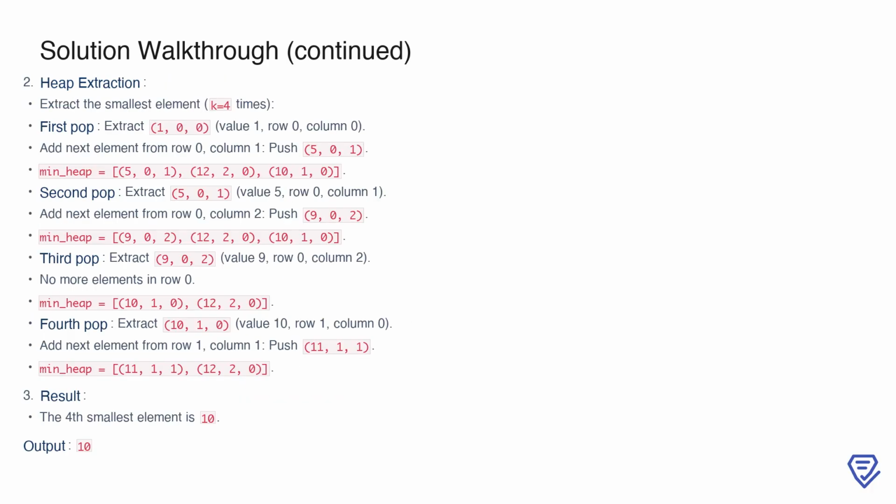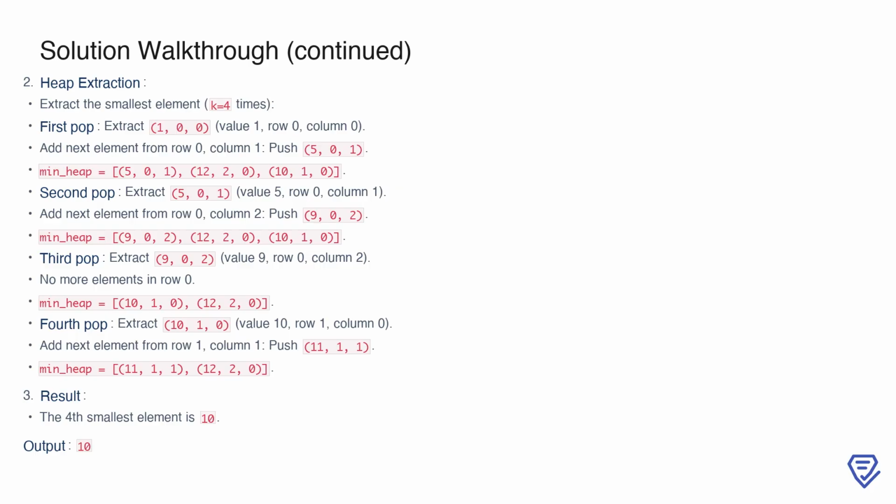Now, we extract the smallest element from the min heap a total of 4 times, because k equals 4. In the first extraction, we remove the smallest value, which is 1, from row 0, column 0. Since there's another element in row 0, we push the next column value, 5, into the heap. The heap reorganizes to contain 5, 12, and 10. On the second extraction, the smallest value is now 5, from row 0, column 1. Again, we add the next column value from row 0, which is 9, maintaining the heap structure.